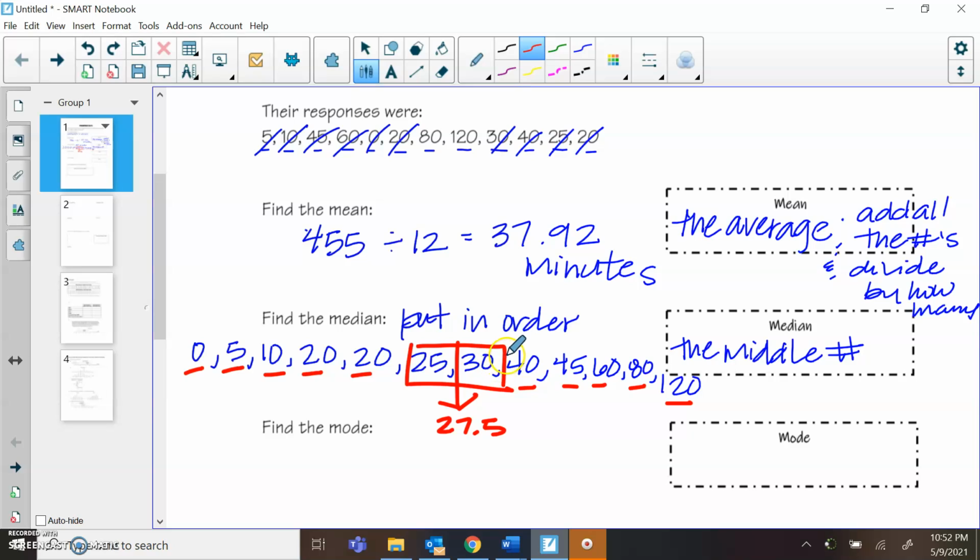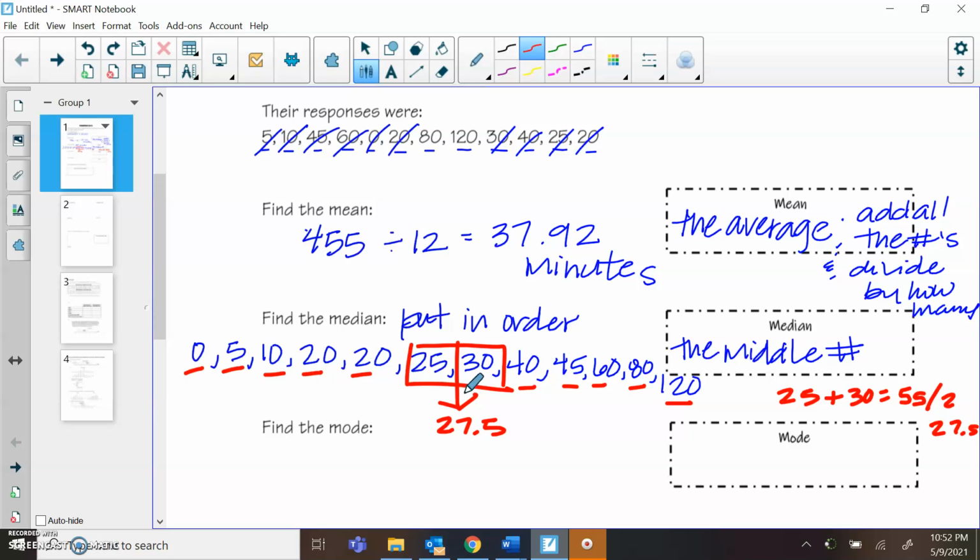If it wasn't so easy to tell what was in the middle, then I could just add those and divide by 2. So if I did 25 plus 30, that's 55. And then if I half that, I get 27.5. So if you can't tell what's in the middle of those two, then just add them up and divide by 2. So the median is the average. The median is the one in the middle.